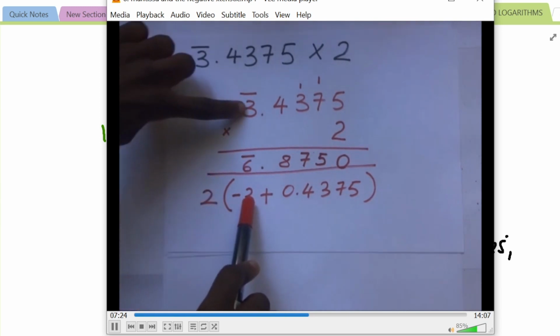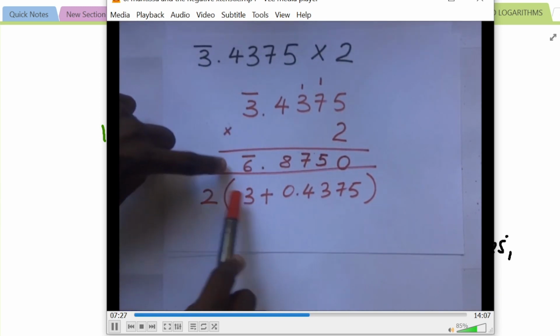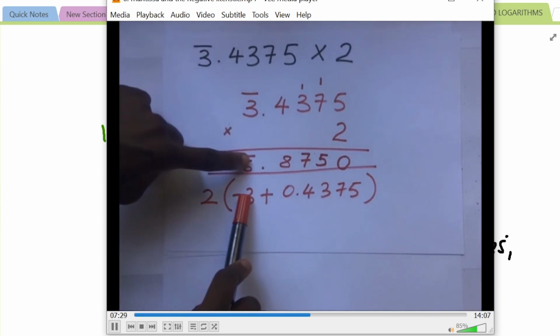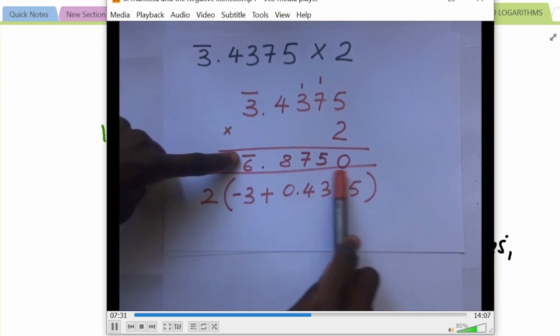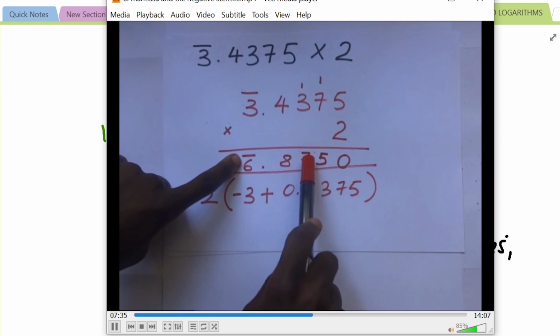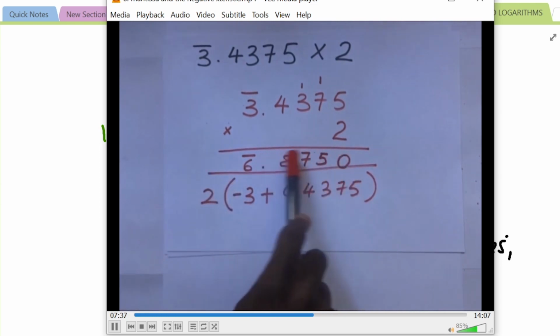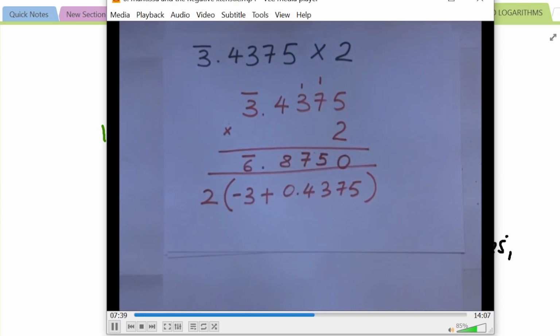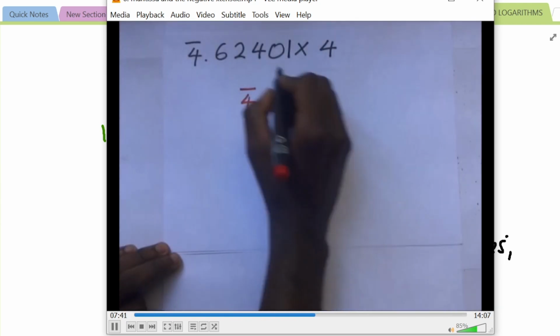That this negative 3 is independent. 2 times negative 3 gave us negative 6. Then 2 times 0.4375 gave us 0.8750. That is how we should look at it. Let's look at the next example.